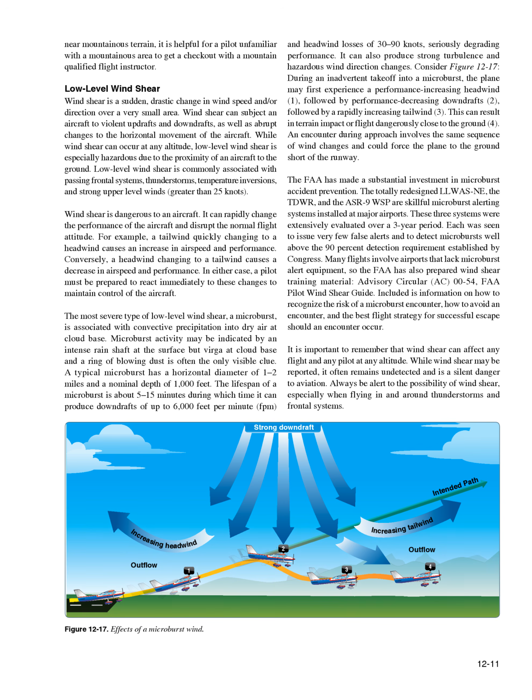The totally redesigned LLWAS, the TDWR, and the ASR-9 WSP are skillful microburst alerting systems installed at major airports. These 3 systems were extensively evaluated over a 3-year period. Each was seen to issue very few false alerts and to detect microbursts well above the 90% detection requirement established by Congress. Many flights involve airports that lack microburst alert equipment, so the FAA has also prepared wind shear training material, Advisory Circular AC 00-54, FAA Pilot Wind Shear Guide. Included is information on how to recognize the risk of a microburst encounter, how to avoid an encounter, and the best flight strategy for successful escape should an encounter occur.